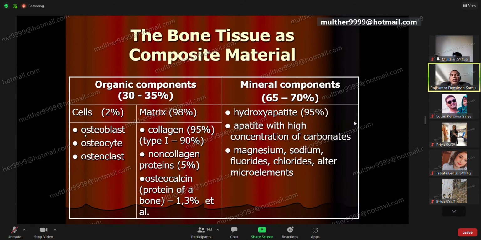So if you take your own whole bone, the live component of the bone is only 2 out of 30%, so minimum. So we have osteoblast, osteocyte, and osteoclast. Osteocyte is a structural and functional unit of a bone. So osteocyte forms the basics of a bone.